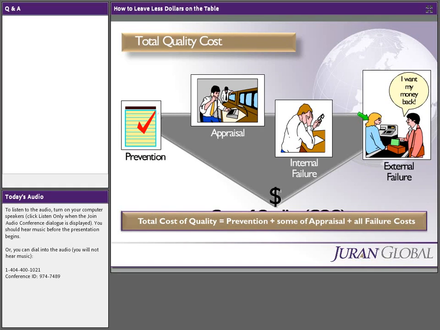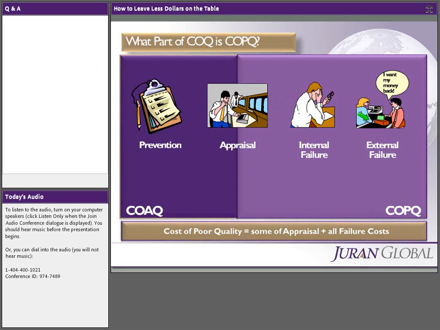So what is the total cost of quality? It's the prevention plus some of the appraisal and all those failure costs. Now, if we were to then say, what's the cost of poor quality? Well, it's some of the appraisal and all the failure costs. So it does not include prevention, because that's good, and it doesn't include some of that appraisal. So the stuff over here on the right is the big deal. And some people call this side cost of attaining quality versus cost of poor quality. Whatever word you use, what's important is that you see the differences.